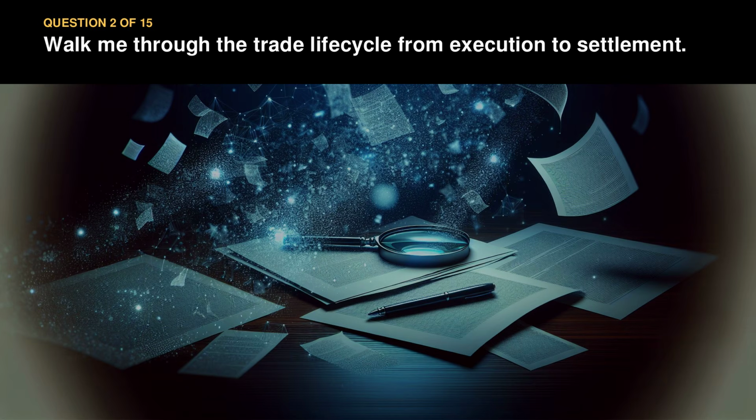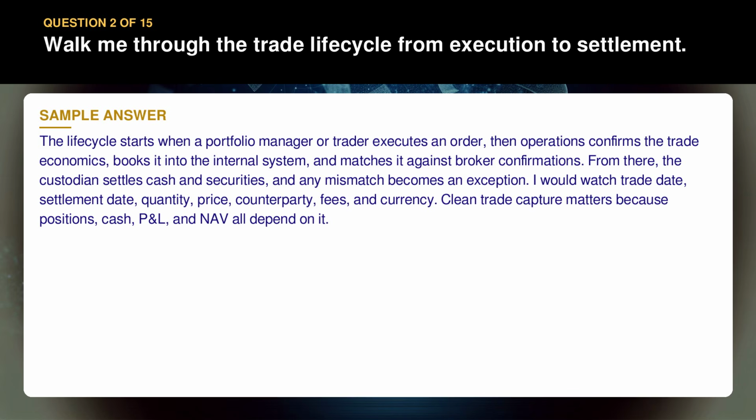Question 2. Walk me through the trade lifecycle from execution to settlement. The lifecycle starts when a portfolio manager or trader executes an order. Then operations confirms the trade economics, books it into the internal system, and matches it against broker confirmations. From there, the custodian settles cash and securities, and any mismatch becomes an exception.